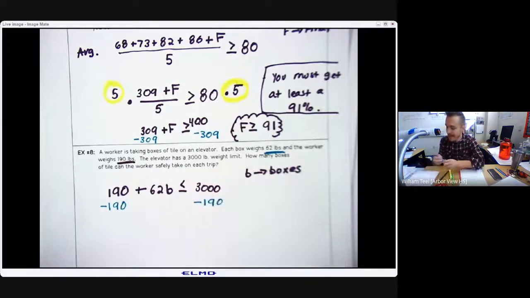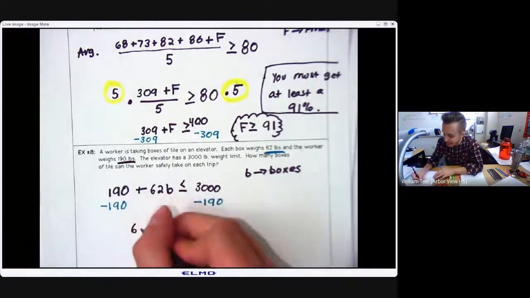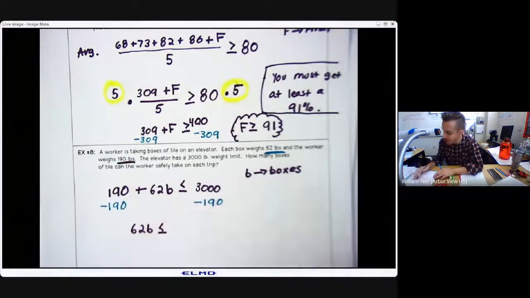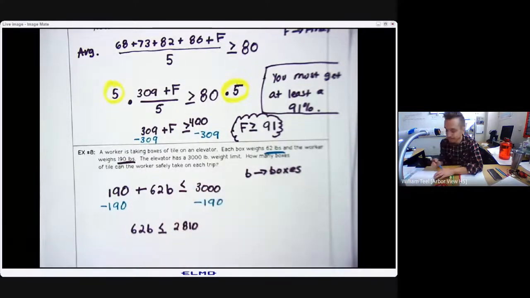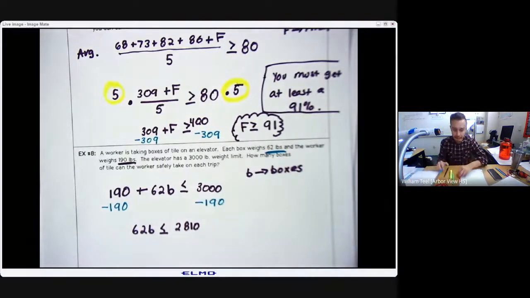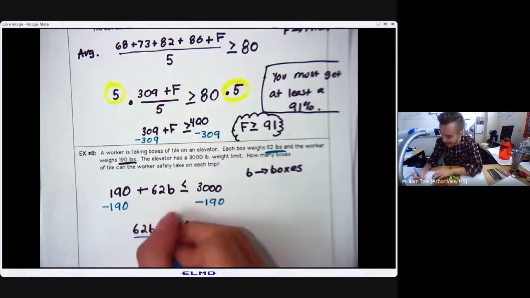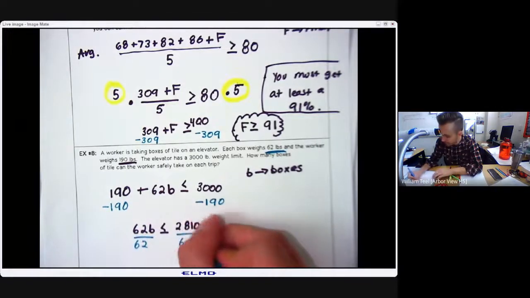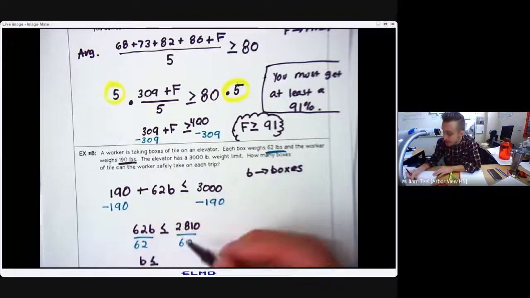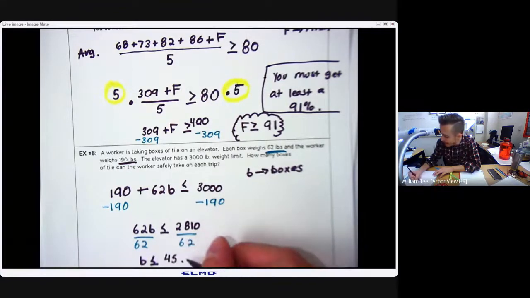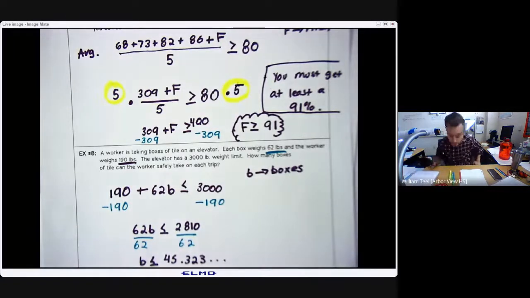So if I subtract 190 from both sides, I'm going to have 62B is less than or equal to, well, 3,000 minus 190, which is going to be 2,810. In order to get B by itself, I'm going to have to divide both sides by 62. If you divide both sides by 62, you're going to have B is less than or equal to 2,810 divided by 62. That's going to give us about 45.323-ish boxes.